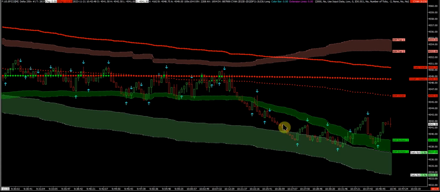Bam, right into that. If you're trading two contracts, you take one off there at the top, you take the second one off there at the top, right there. Boom. Okay? So we're still short biased, so we've got an up, and then right there we've got a signal. You take that sucker. Bam, there you go.